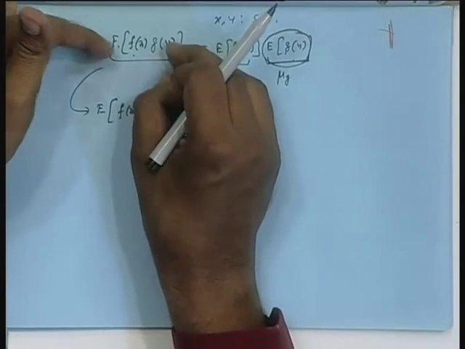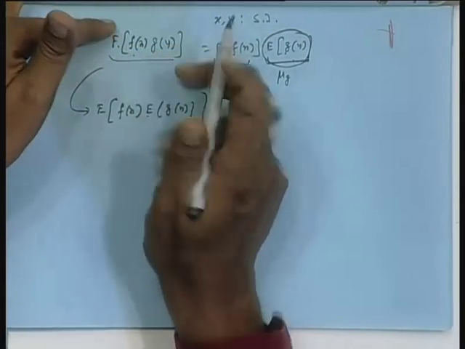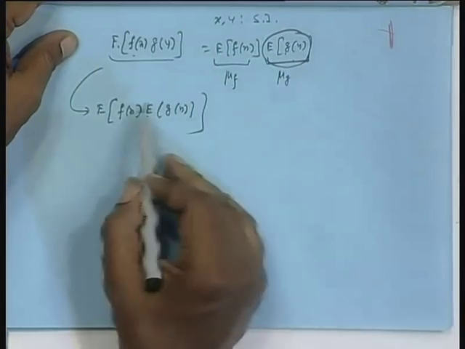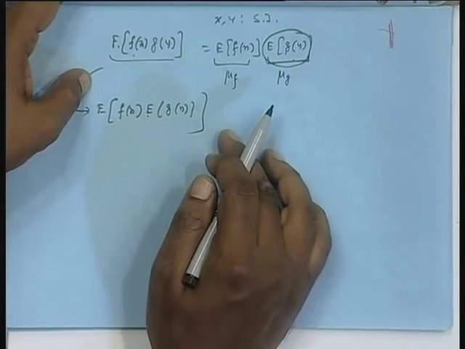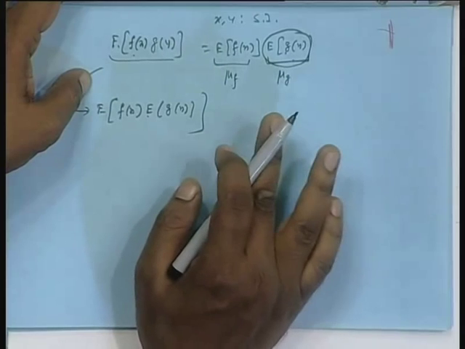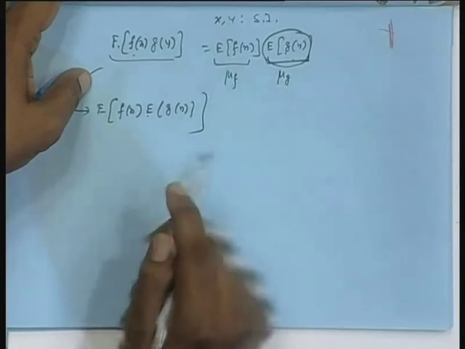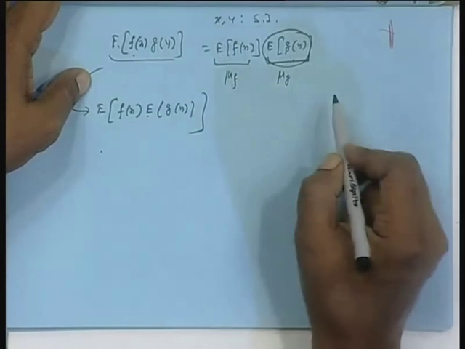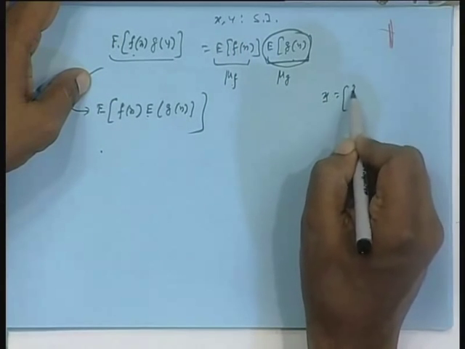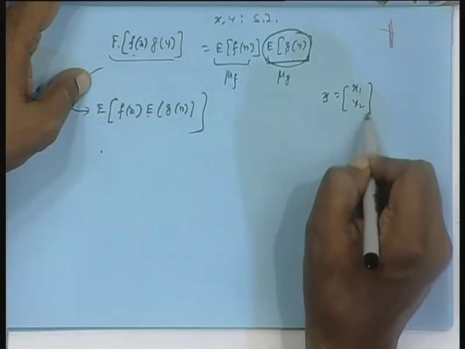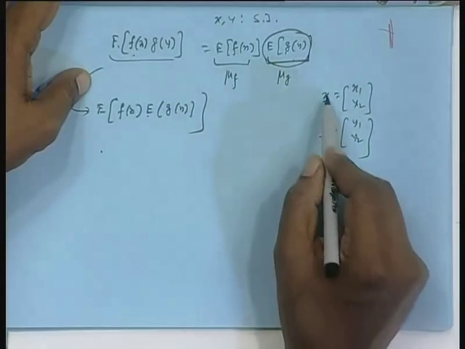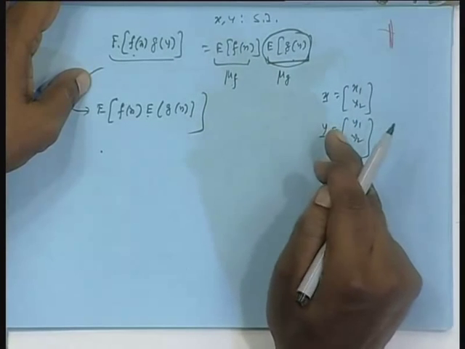That is, this can be done separately, this can be done separately. In that case, you can do that inside the outer E operation. Okay? Now, suppose you have got two vectors, instead of x and y, say two vectors x and y, and again x and y are two mutually statistically independent vectors.